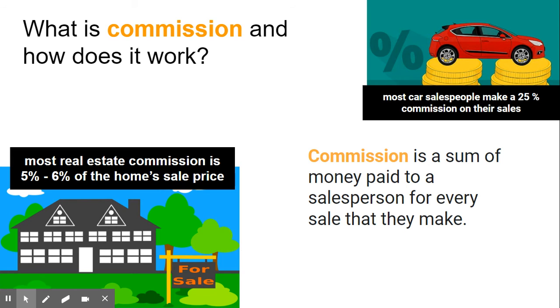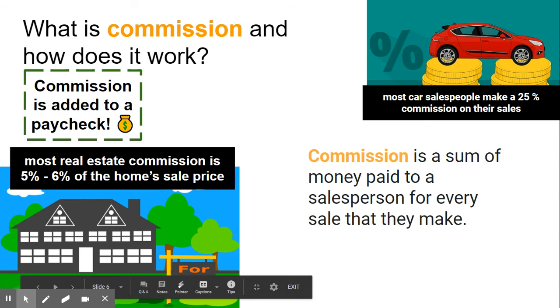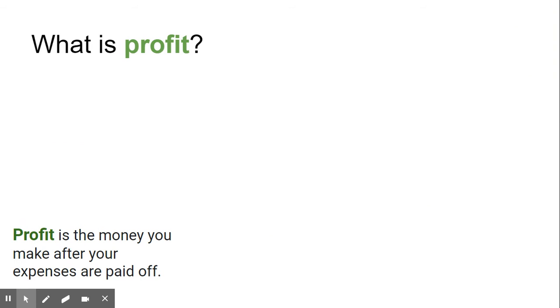I also know somebody who sells cars, and they get a percentage of what they sell. They get approximately 25% commission on their sales. Real estate agents get about 5 to 6%. Real estate agents and car salesmen, who are two occupations that get commission, there are more, sometimes get a base salary, but they also get a commission. They get a percentage of what they sell. So remember, again, commission is added to a paycheck. Okay, what is profit?